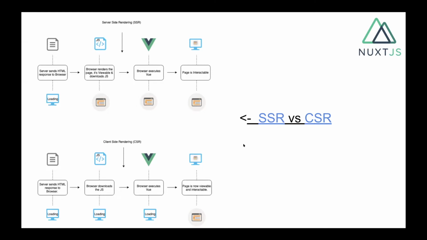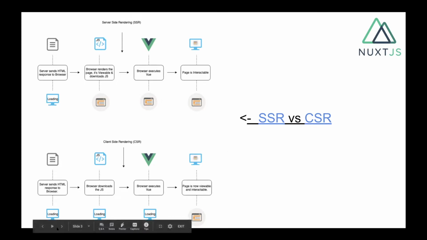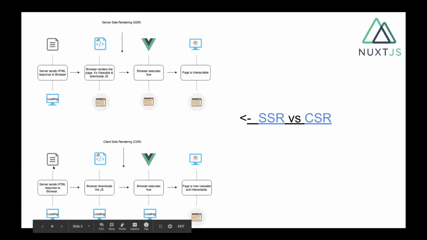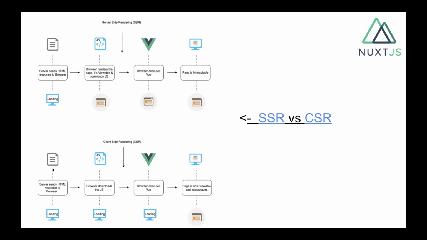Let me first explain how SSR, that is server-side render, and CSR, that is client-side render, the normal single page application, work. So let's focus on the bottom half, how a traditional single page application with client-side rendering works. As soon as you make a request to a particular website, our browser first gets an HTML response which is quite empty. It has links to JavaScript files, but the HTML content is not there.